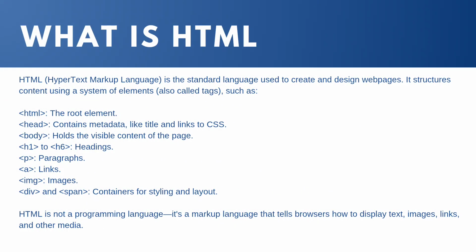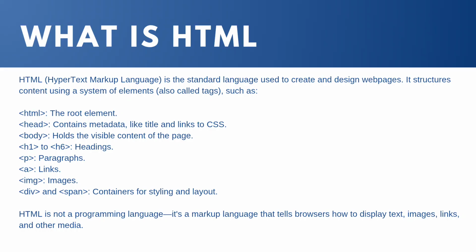What is HTML? HTML is hypertext markup language. It is the standard language used to create and design web pages. It structures the content using a system of elements, also called tags, such as HTML tag, head tag, body tag, H1 tag, P tag, A tag, IMG tag, div tag, span tag.